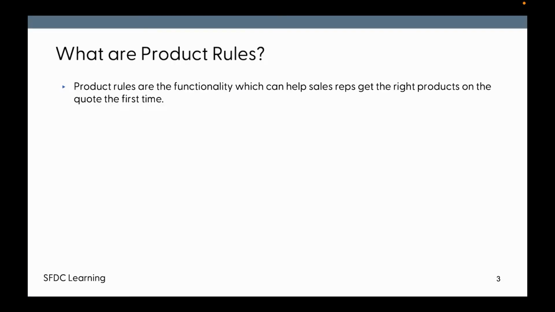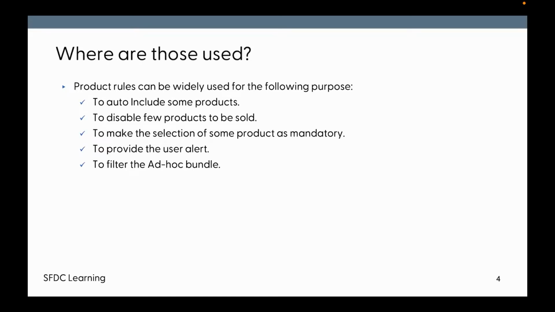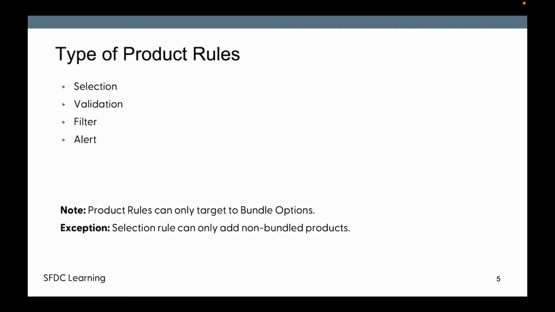So, what are product rules? Product rules are functionality which can help sales reps get the right set of products on the quote the first time. Now, where are those used? Product rules can be widely used for the following purposes: to auto include some products, to disable a few products from being sold, to make the selection of some products mandatory, to provide a user alert, and in case of a dynamic bundle, we can filter out the options using product rules.